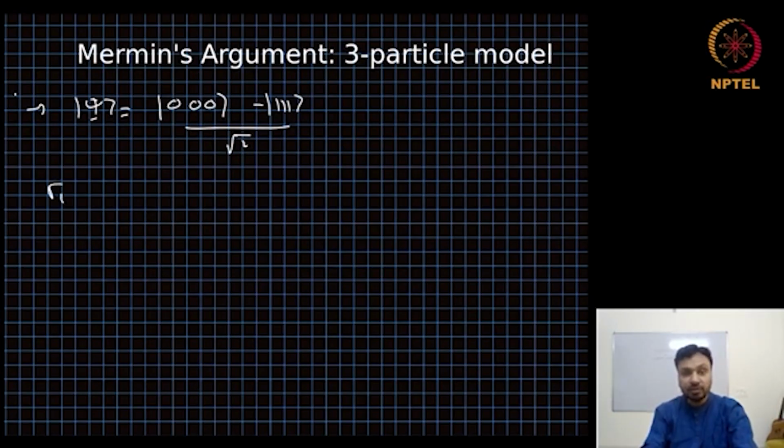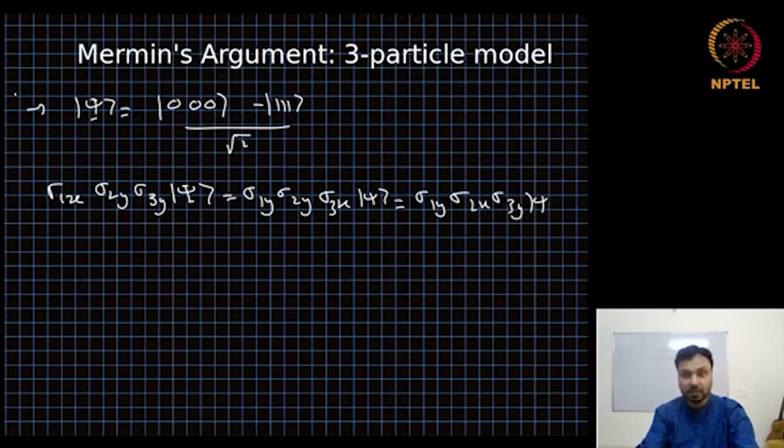Now consider the following observable: the x observable on the first one, y observable on the second one, and y observable on the third. When we apply it on our state psi, that is the same as if we had applied y on the first one, y on the second one, and x on the third. And this is the same as y on the first one, x on the second one, and y on the third one. So it doesn't matter if we have 2 y's and 1 x, their relative positions do not matter. Acting on this state psi, they will give us the same result, and that is the same as the state psi.